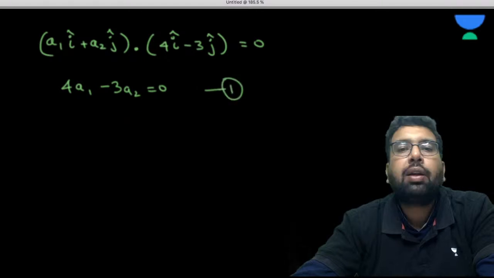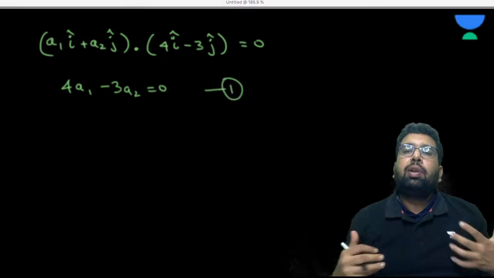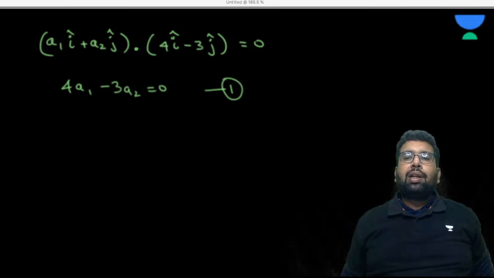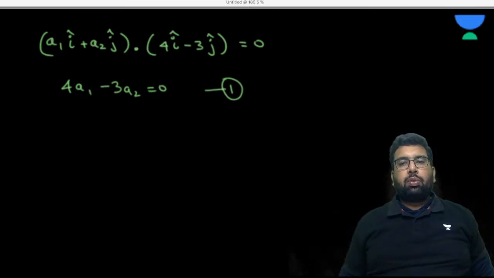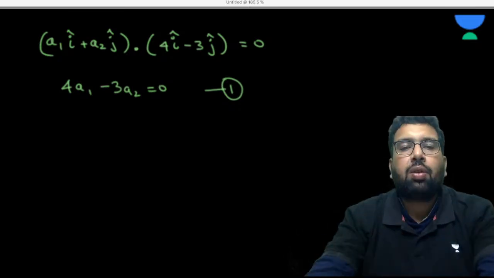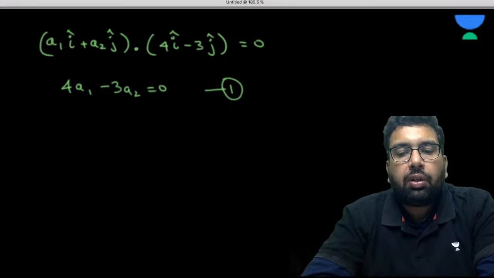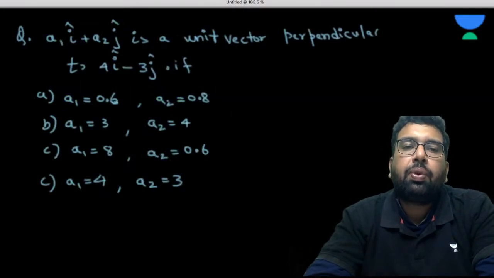I always keep telling you, whenever you are solving, if there are two variables, you need to make two equations. Two variables can be easily solved. So this is one equation. Now what is the other equation? What other information is given?